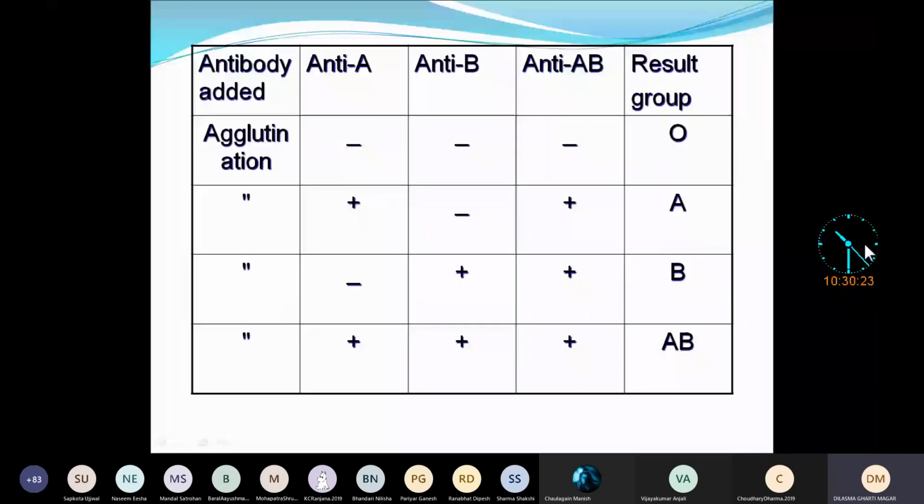Now you see the last line, we will look for agglutination. In case of the anti-A there is agglutination, in case of the anti-B there is agglutination, and in case of the anti-AB there is agglutination. Understood here? So finally, it becomes the blood group AB. Is this clear to you, or should I repeat it once? Are you understanding this one?